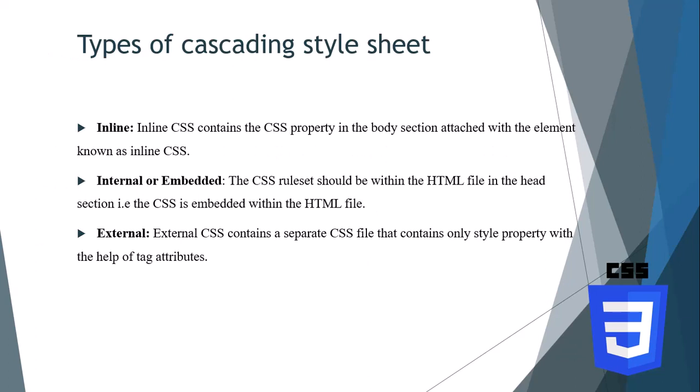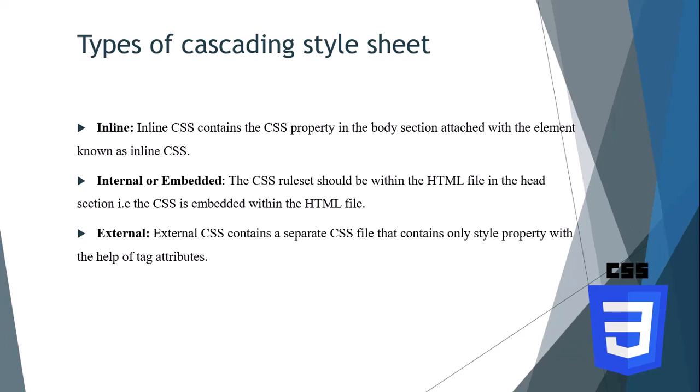Okay, there are three main types of CSS style sheets. One, we have the inline style sheet. The inline style sheet contains CSS property in the body section attached with element, known as inline CSS. Two, the internal or embedded style sheet. The CSS rules should be within the HTML file in the head section. That is, CSS is embedded within the HTML file.